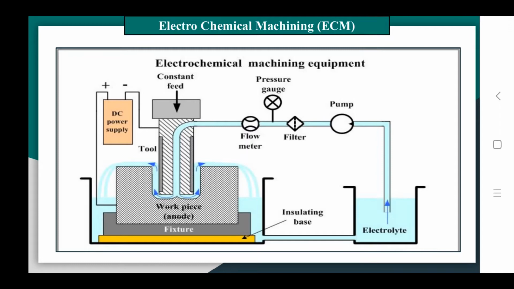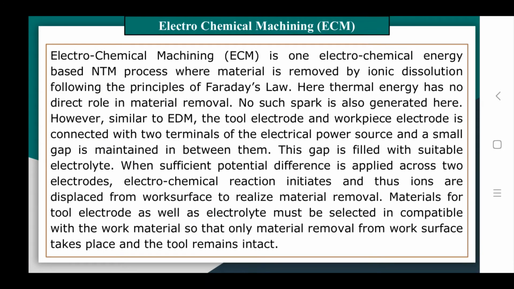When sufficient potential difference is applied across the two electrodes, an electrochemical reaction initiates, and ions are displaced from the work surface to realize material removal. Materials for the two electrodes as well as the electrolyte must be selected compatible with the work material, so that only material removal from the work surface takes place and the tool remains intact. So this is a summary of electrochemical machining. There are various similarities and differences between EDM and ECM.